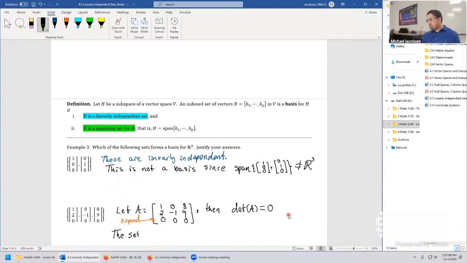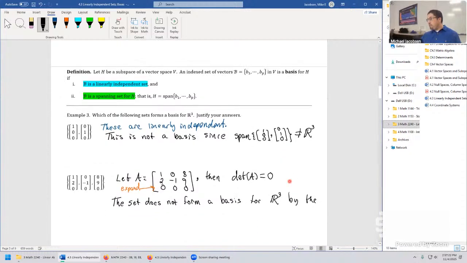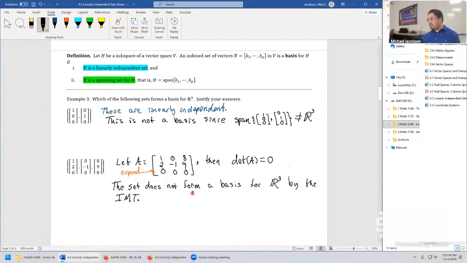So back to the set. The set does not form a basis for R3 by the invertible matrix theorem once again. Really, we can kind of just see it. The moment there's a 0 row, there's no way that's ever going to work for us. So let's take a look into the next one.